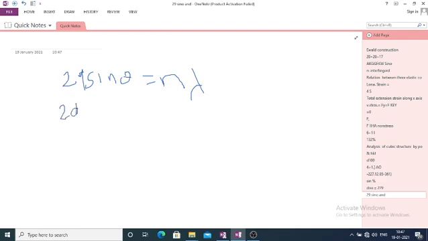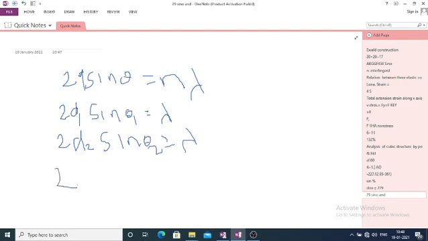Twice d1 sin theta 1 is equal to lambda. Similarly here, twice d2 sin theta 2 is equal to lambda. Twice d3 sin theta 3 is equal to lambda.